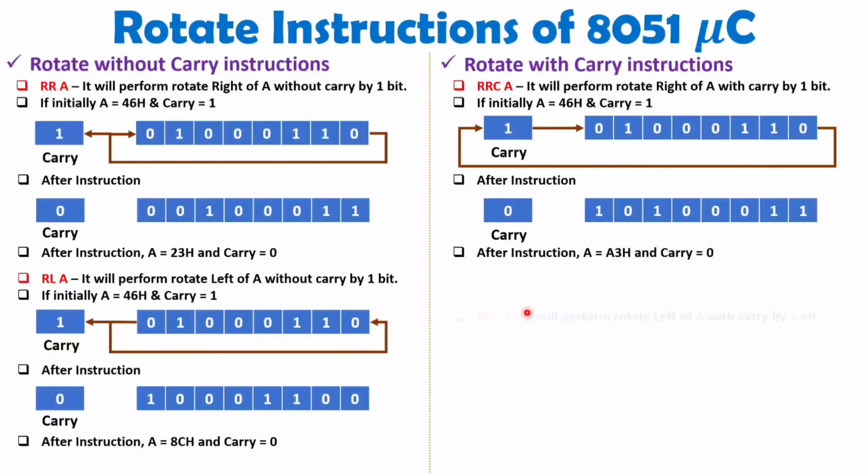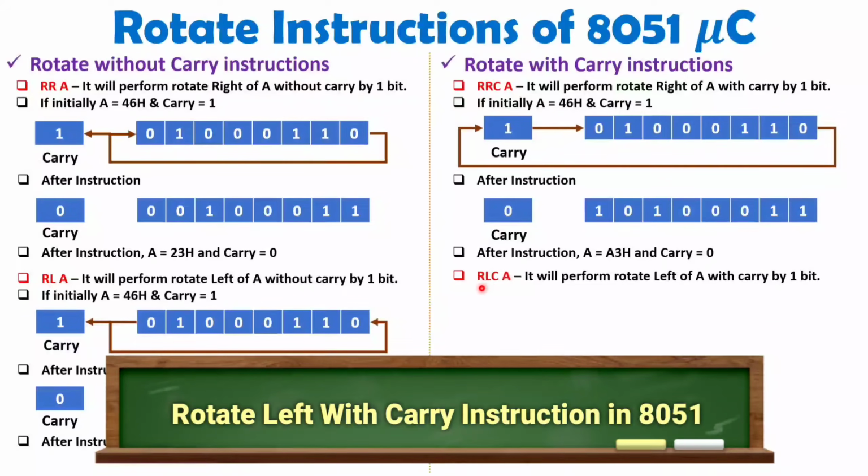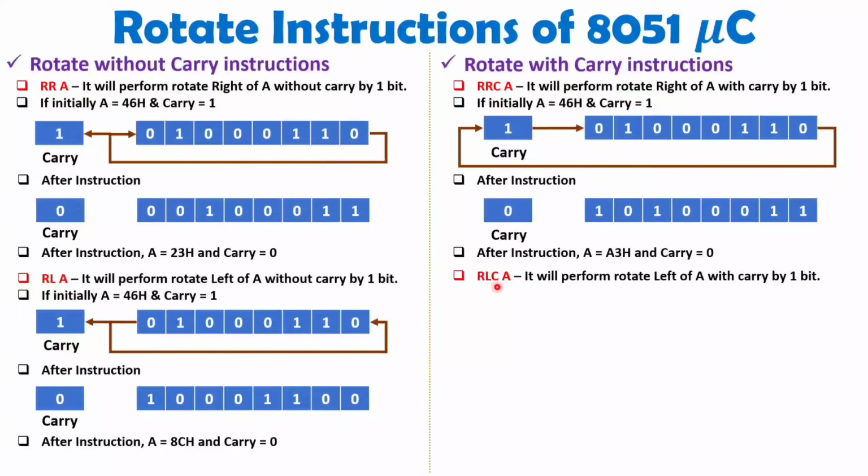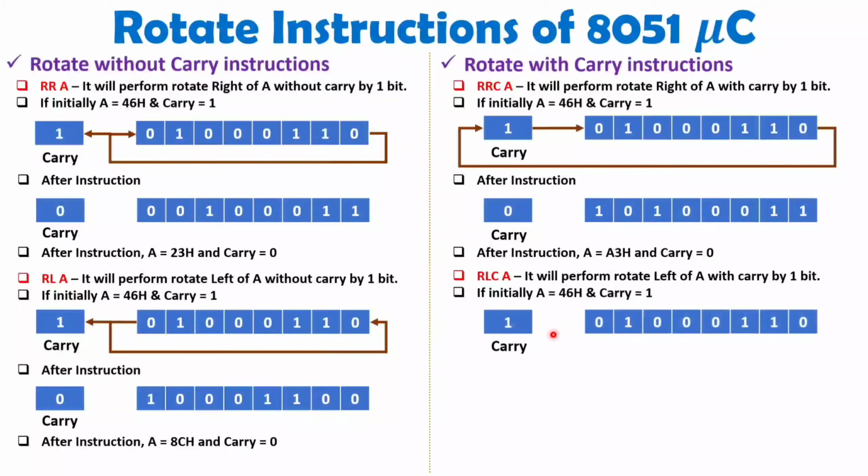Now I'll explain rotate left with carry. So RLC A, that is the syntax, will perform rotate left with carry by 1 bit. Let us consider initially A is 46 hex and carry is 1. Now here I'll execute RLC. Rotate left means we need to rotate in this direction. So what will happen? This 0, the MSB of accumulator, will go inside carry, and this carry will go over here, and all these bits will get rotated left, in this direction, by 1 bit.